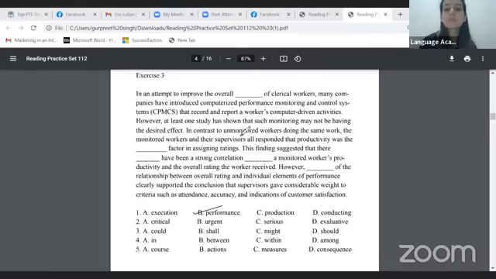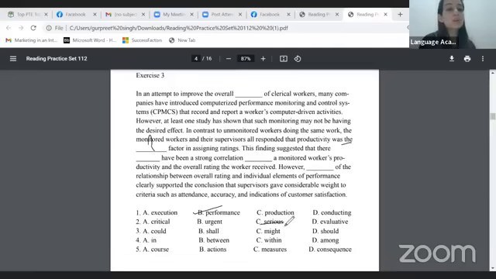In contrast to unmonitored workers doing the same work, the monitored workers and their supervisors all responded that productivity was the dash factor in assigning ratings. So with the dash factor, productivity was the factor. What kind of factor was productivity?